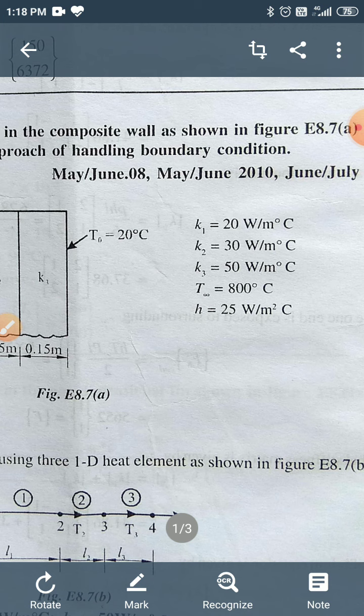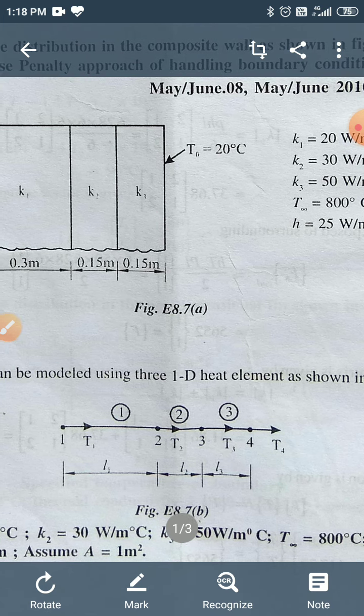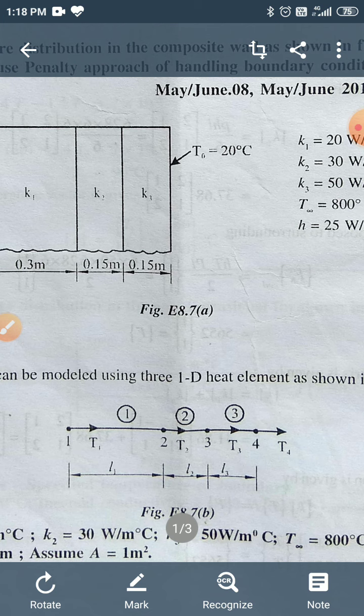First of all we draw the FE model, that is the line diagram. It consists of three composite walls, so we consider three elements and four nodes as shown in the figure. 1, 2 and 3 are the three elements, and 1, 2, 3 and 4 are the node numbers. We are going to determine the temperature at the intermediate nodes. We assume the area equal to 1 meter square, and the lengths are given: L1 is 0.3 meter, L2 is 0.15 meter and L3 is also 0.15 meter.